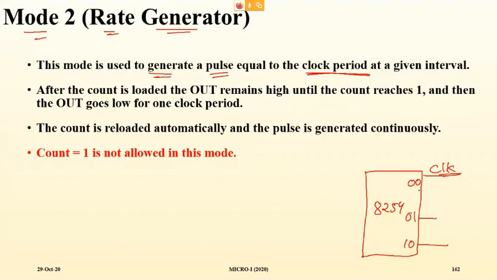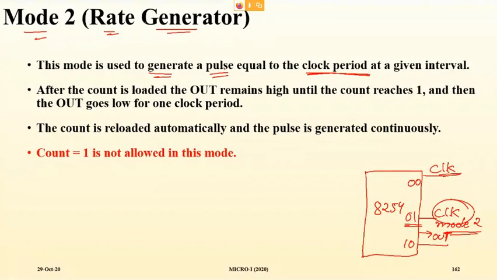So suppose you are using counter 1, assume you are using counter 1 in mode 2, okay? In that case, the clock period here is defining the period of this particular clock, okay? So in this mode, the 8254 from the out, here you also have an out. In the out, you will be able to get a pulse which will be equal to the clock period of the clock which is connected to the counter.